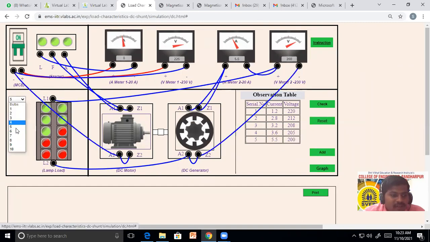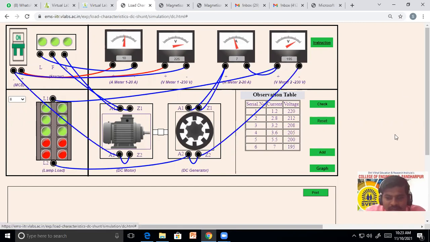Again, increase the load. Just the 6th bulb will be on. So at that situation it will show 7 ampere and 195 volt voltage. So just add this value. Okay, so these are the 6 readings. Minimum we require 6 readings.